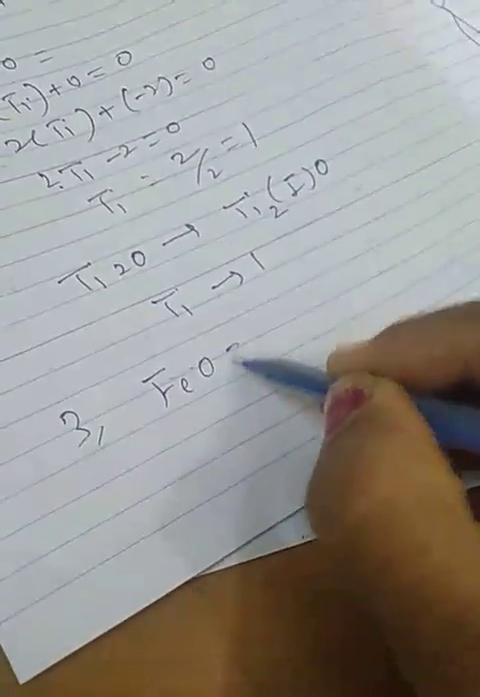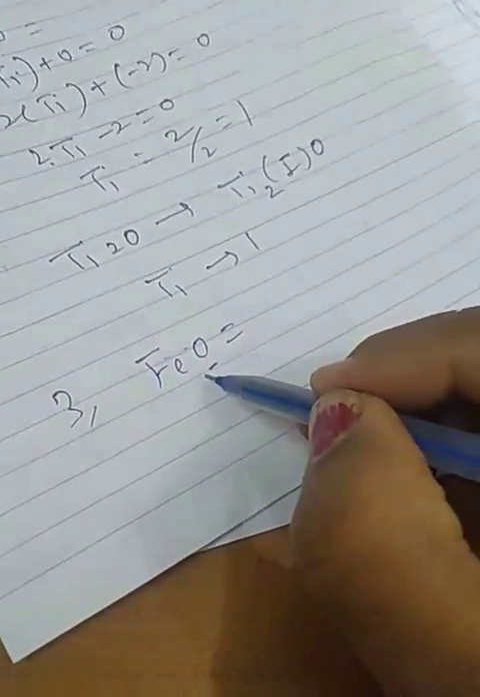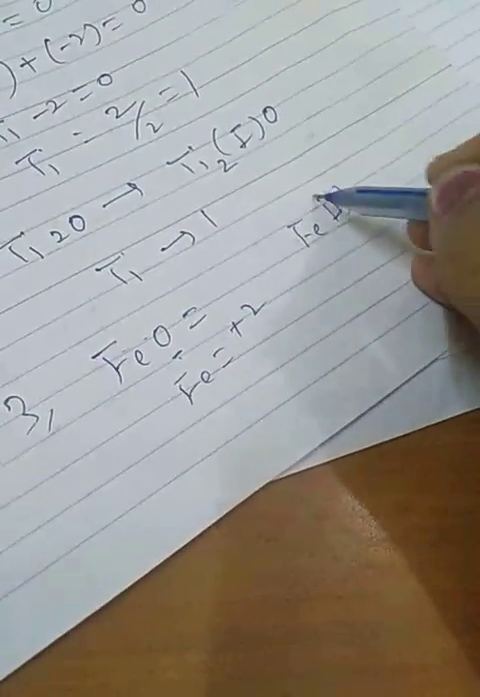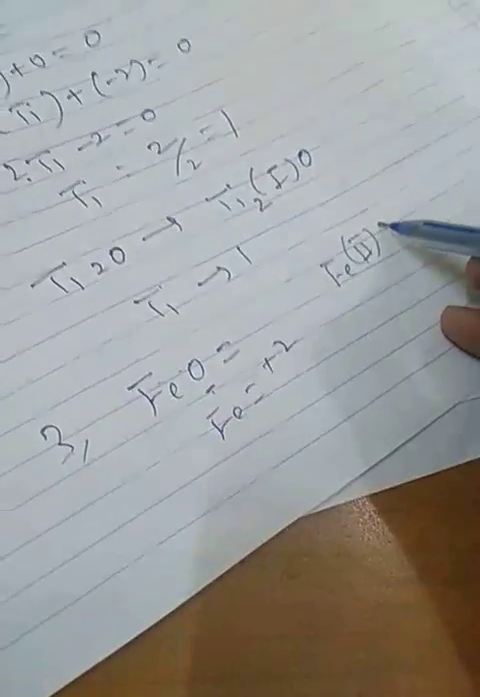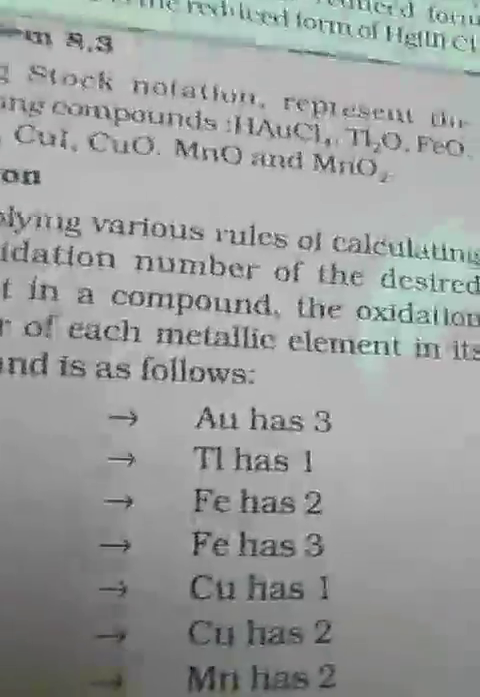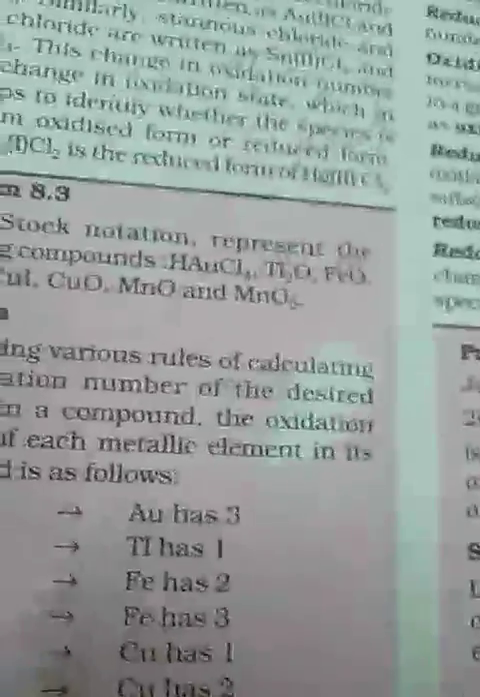Okay, now I am showing you verbally, I am not deriving. Third, FeO: O is minus 2, so minus 2 will go there, so Fe is equal to plus 2. So you have to write Fe(II)O for the compound FeO. Okay, in this way you can find all of these. I hope students you are understanding how you have to derive the stock notations.